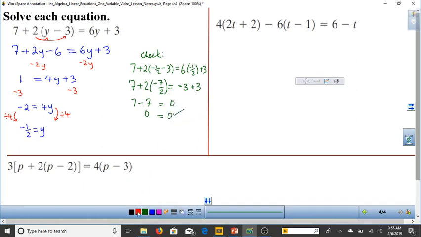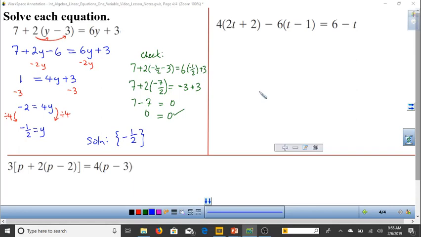So then our solution is the number negative half. That is the value of the variable y that makes the statement true. No other value of the variable makes the statement true. Let's try this next question here.